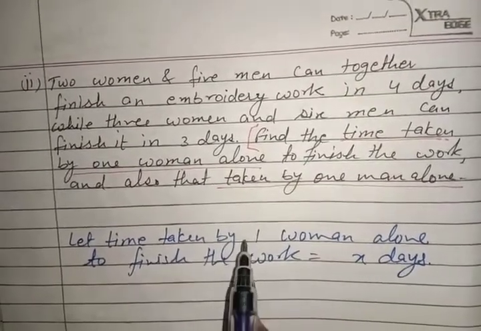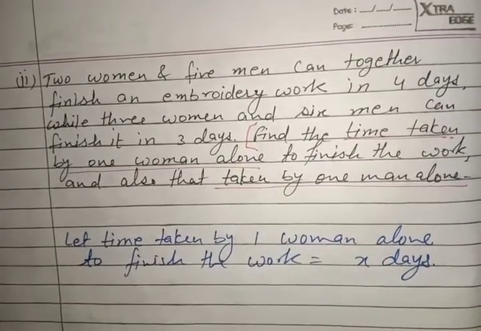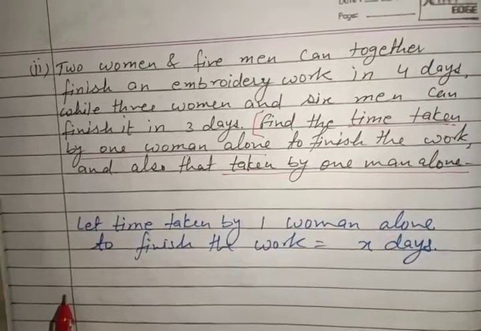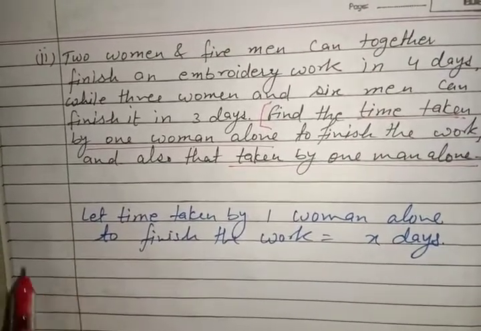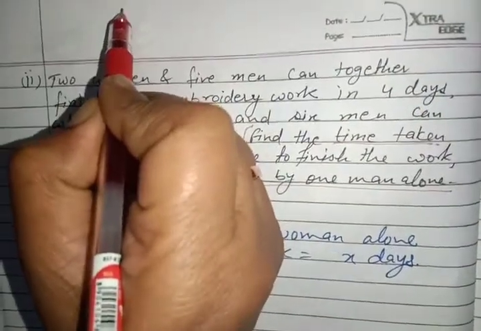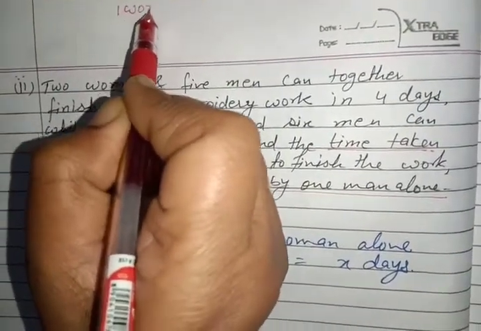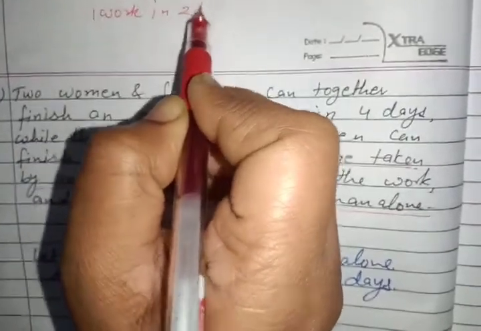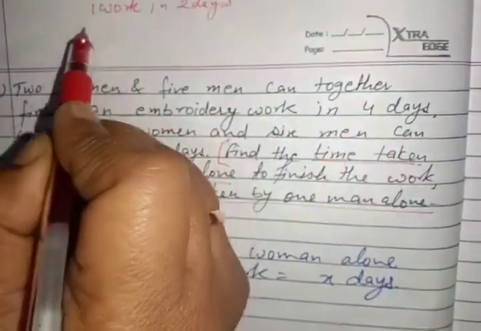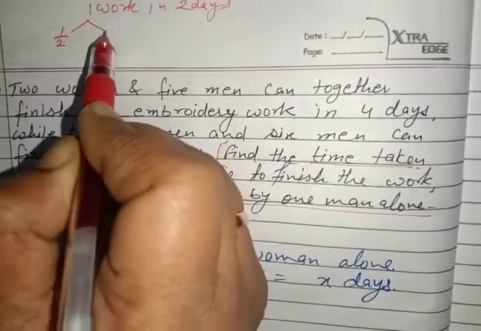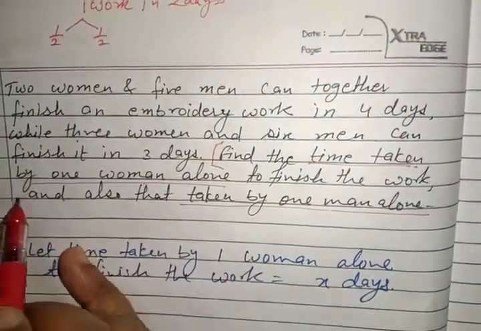Okay, this concept is also a bit difficult. I am going to explain this. Suppose we have to complete a work in 2 days. Suppose we need to complete one work in 2 days. So it means this one work should be completed in 2 days.